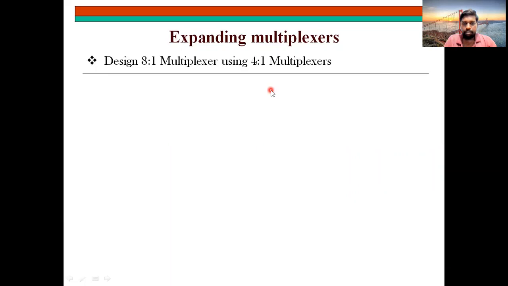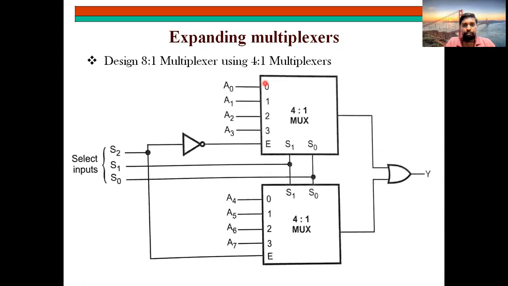the same concept, how to perform expanding of multiplexers. The same concept we have seen in decoders, cascading. So here also it is nothing but cascading. So by using a 4:1 multiplexer, how to design 8:1? See, I draw one 4:1 multiplexer. 4 inputs are there, A0 to A3. So 4 inputs means 2 selector lines will be there, S0 and S1. Likewise, for the second multiplexer also 4 inputs and 2 selector inputs will be there.